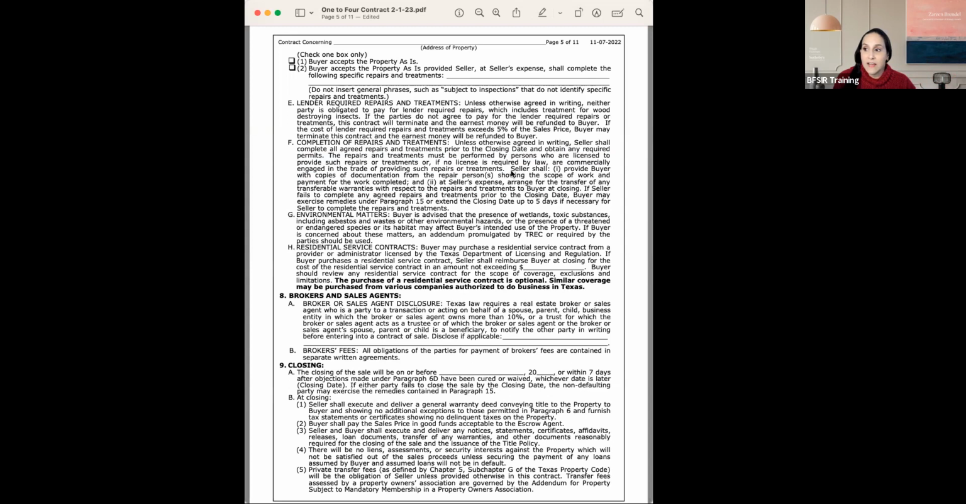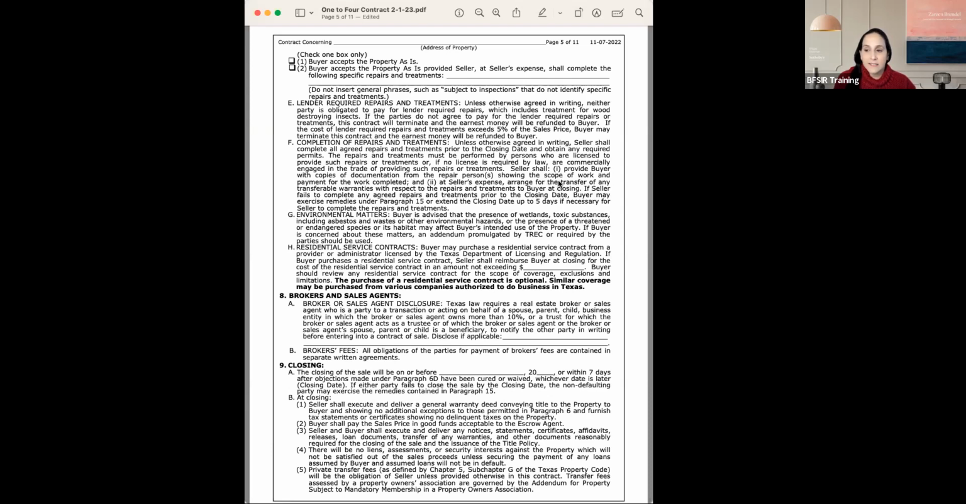And then what this provides, which is awesome, and you guys already do this, but now it spells it out in the contract for agents that are not as good as you and don't do this. Seller shall provide buyer with copies of documentation from the repair person showing the scope of work and payment for the work completed. And then at seller's expense, which is new, will arrange for the transfer of any transferable warranties with respect to all the repairs and treatments to buyer at closing.